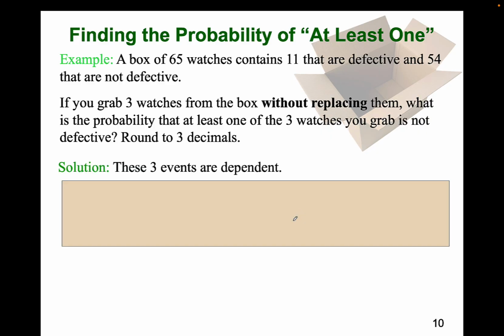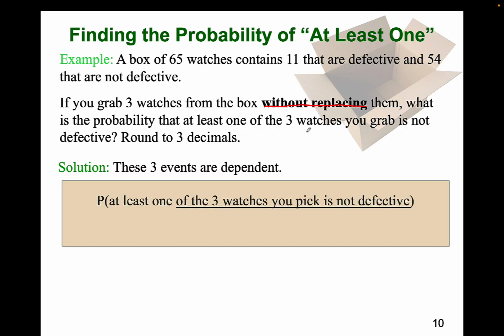Okay, we need to start by talking about this at least 1 situation. We've got 3 events that are dependent on each other. Why dependent? Because it said without replacement. So the probability of the first watch, whatever happens with that watch, changes the probability of the second. Whatever happens with that watch changes the probability of the third. So we're being asked, what is the probability of, capital P open parentheses, at least one of the 3 watches we pick is not defective.